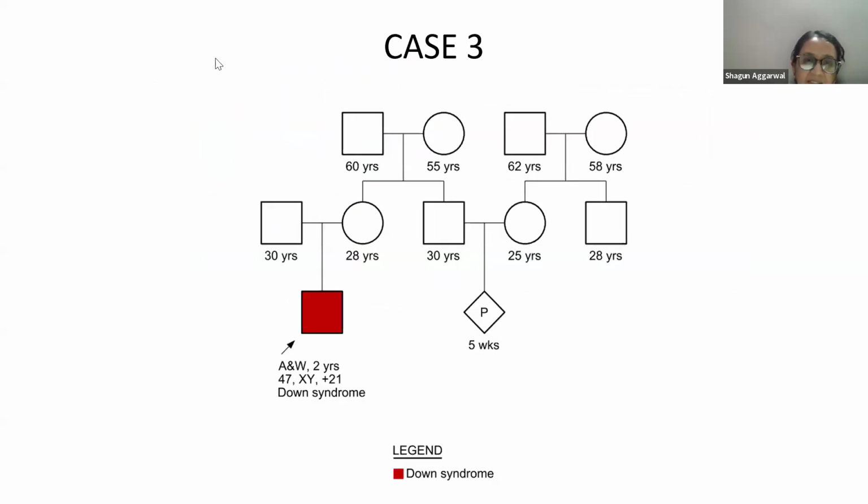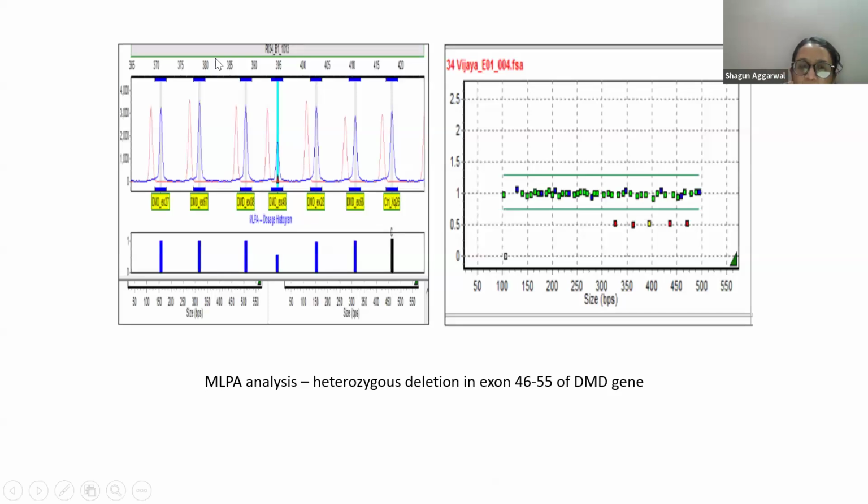wait 1 second. So what we have found here is that eventually the lady who came to us was not found to have this deletion. So we tested the aunt, we found the deletion. It was also there in this lady's mom, but then when this lady's MLPA was done, she was not having the deletion. So which means that she is not a carrier of this DMD deletion. So again, the risk to her pregnancy becomes negligible.